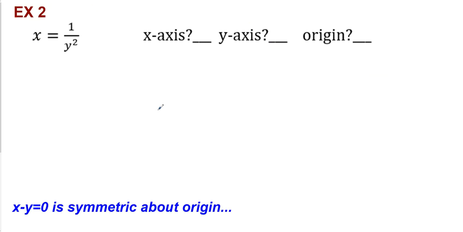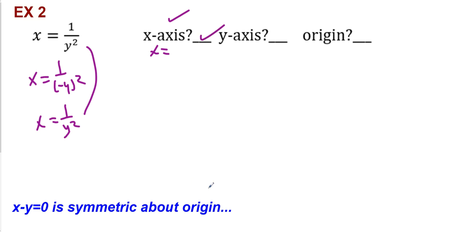Next example. So here we have x is equal to y squared. Now, when we're solving for the x-axis, we're solving for x equal to, all right? And we want to get equivalent statements. Well, this one's already solved for x equal to. And if you remember, we're just going to change the y to a negative y. So x is equal to 1 over negative y, squared, and we get 1 over y squared. These are the same, so yes, we're good.